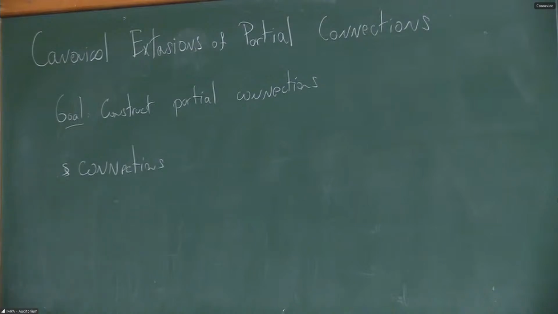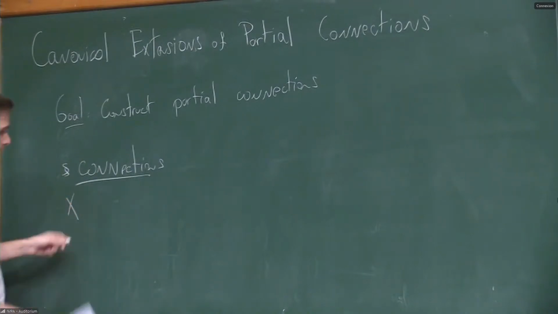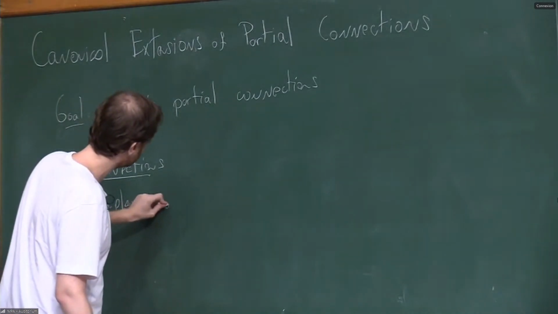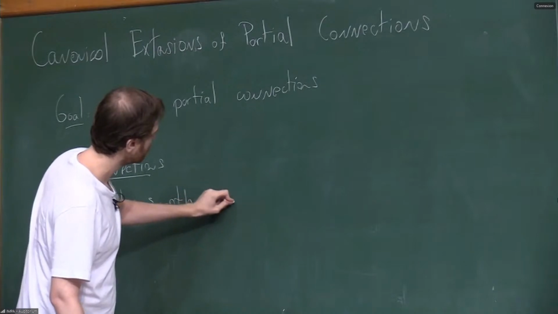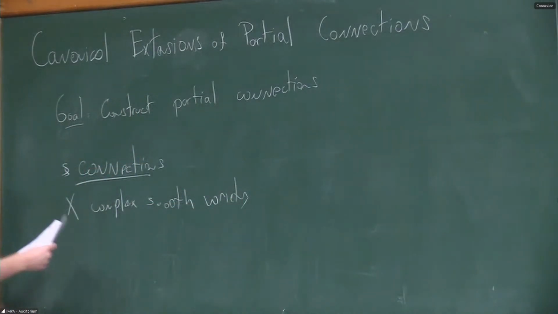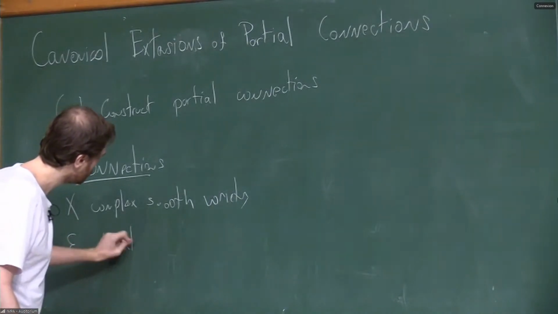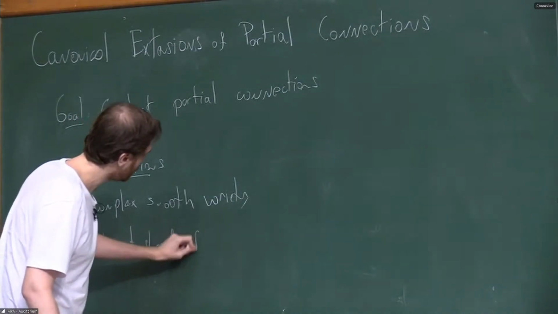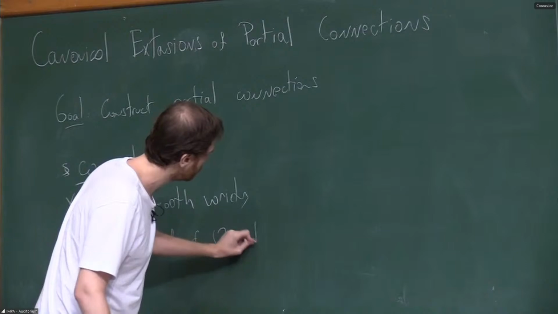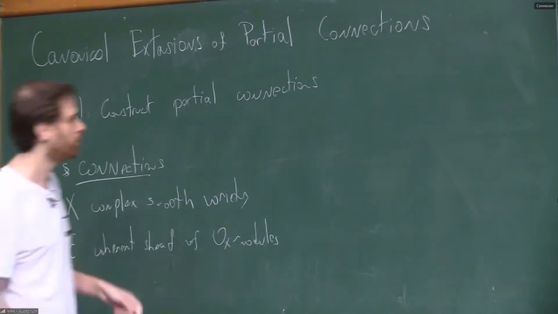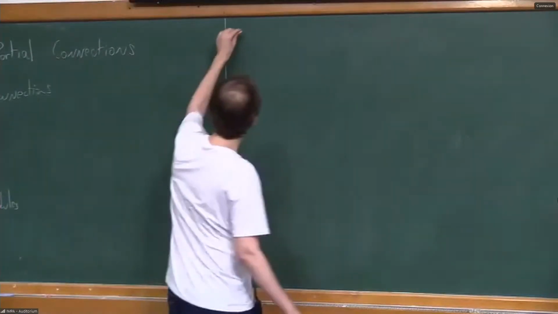We are working in the following setting. Let X be a complex smooth variety, and let E be a coherent sheaf of O_X modules. So we are fixing this setting. And a connection is a morphism. Let me write it here.